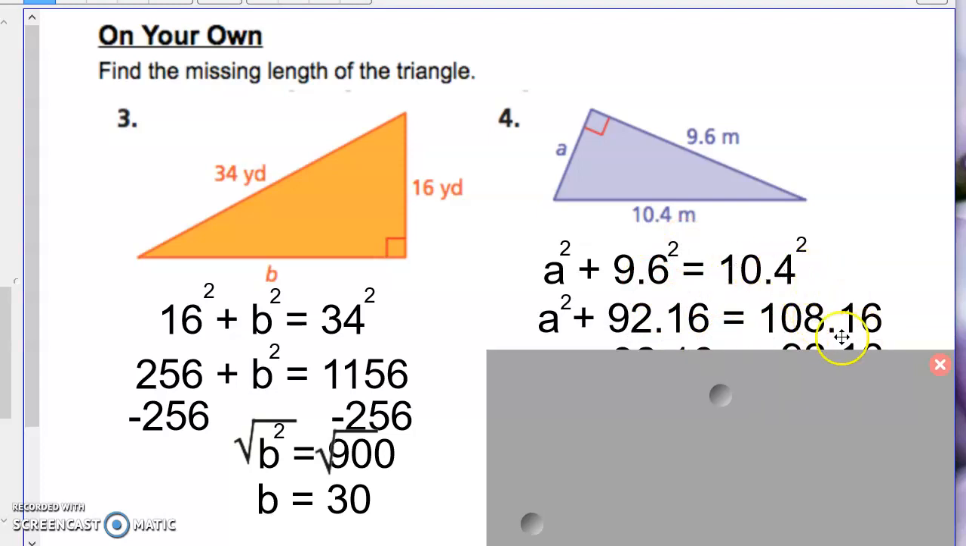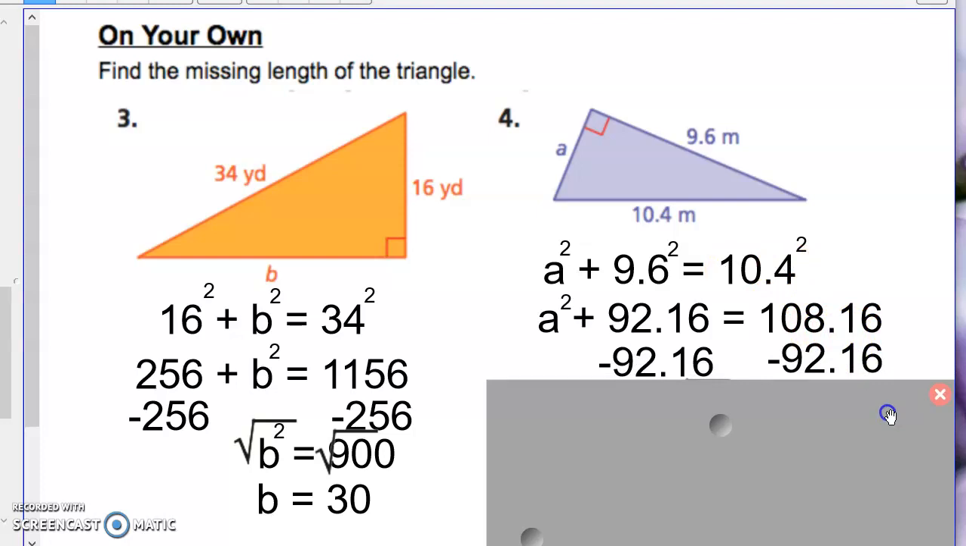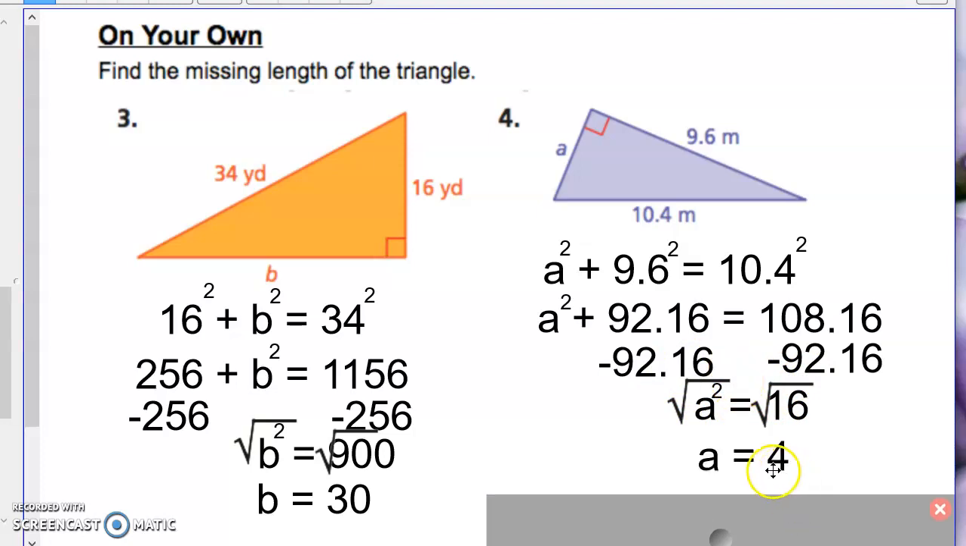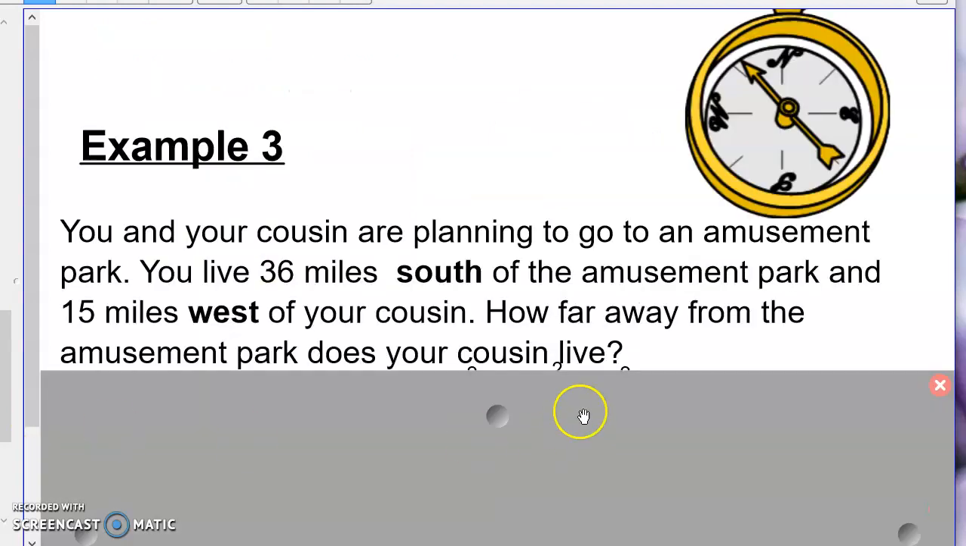I found out what 10.4 squared is, 108.16. And then I subtracted 92.16 on both sides, so I would get a squared by itself. So that means a squared equals 16. And then, of course, I just have to square root both sides, and that leaves me with a equaling 4, and it would be 4 meters, and that makes sense because that would still have these two sides being my longest side and this one being my hypotenuse.